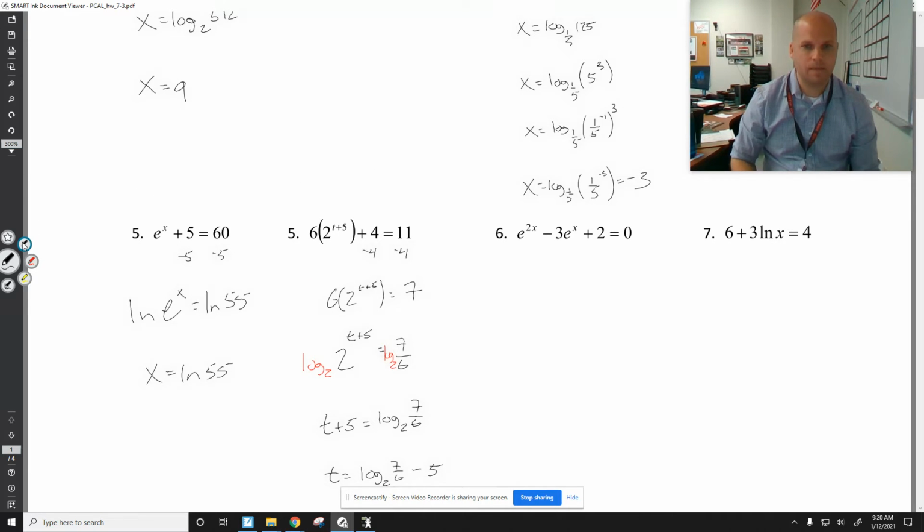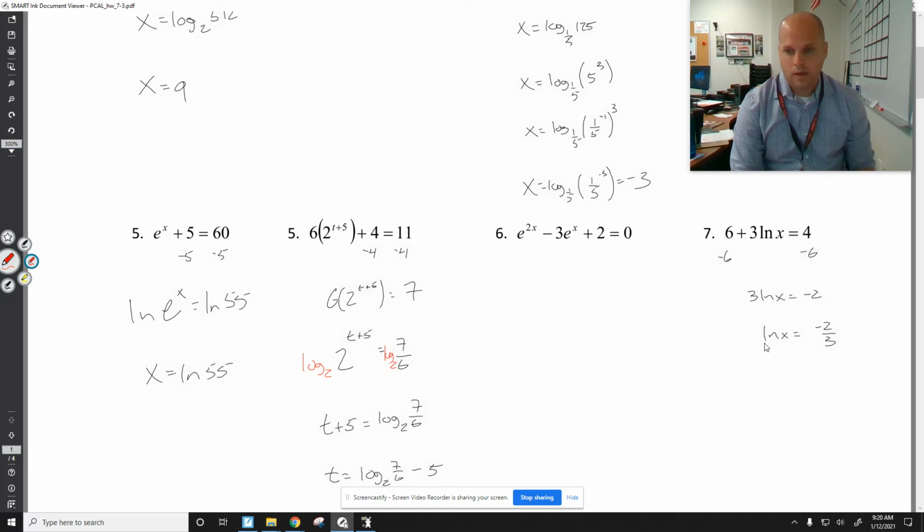Let's look at 7, and then let's go back to number 2, and then we'll go to 6. I'm going to subtract 6, then divide by 3 to isolate the natural log of x. Now I have a natural log here instead of a number to a power, so we've got to remember how to do this. Isolate this like we would in any equation. Divide by 3. I get natural log x equals -2/3.